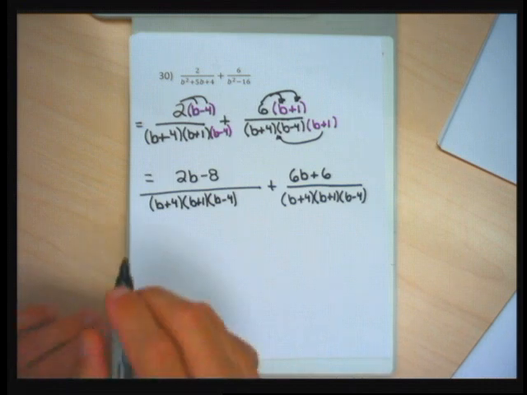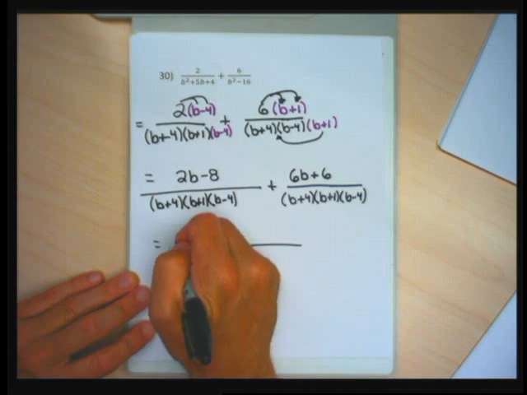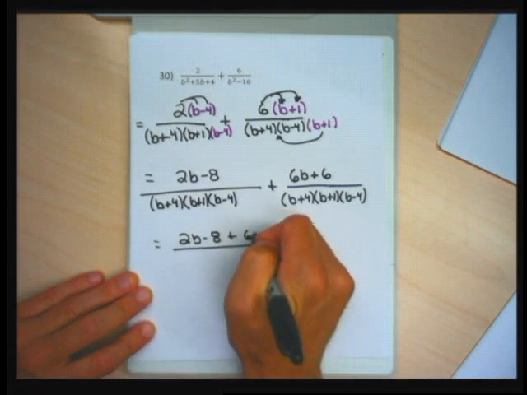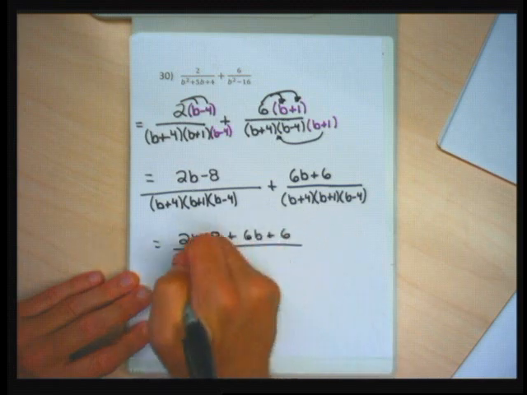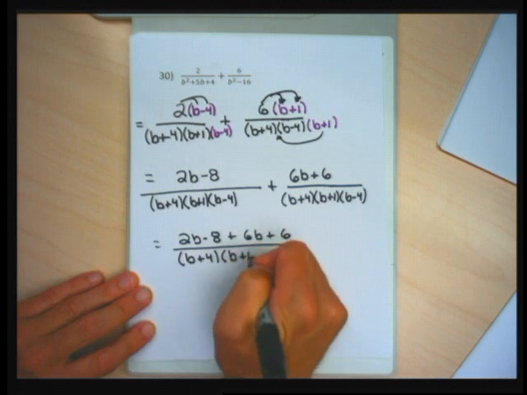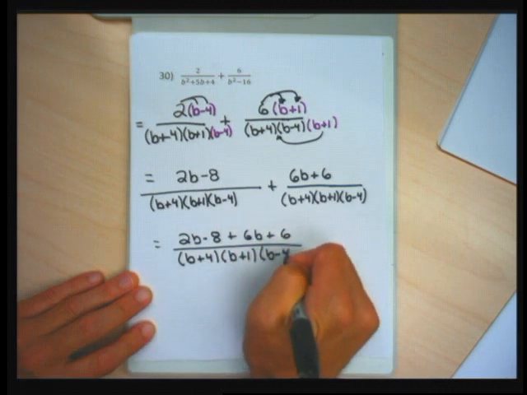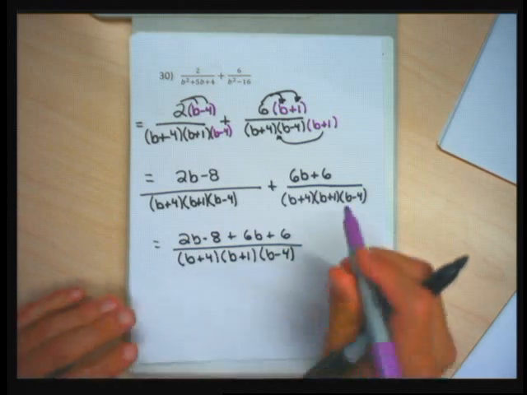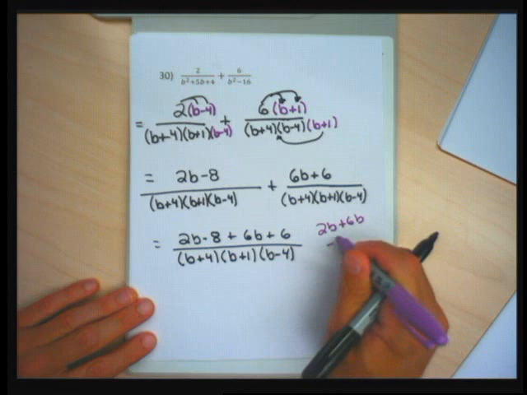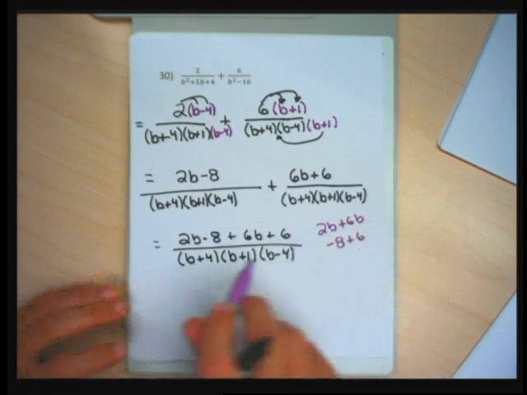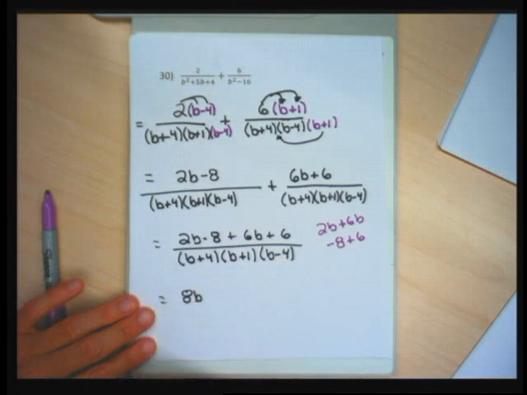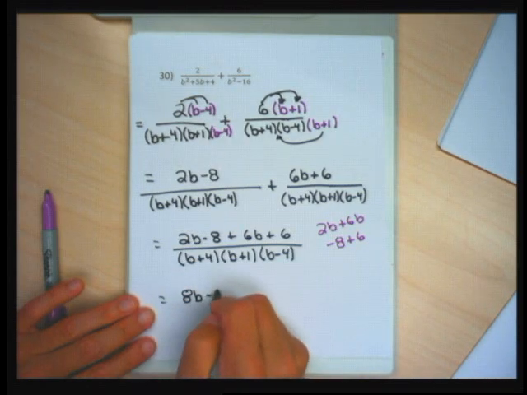So now the fractions have the same denominator. I can write the two fractions as one by combining their numerators. And when I combine two fractions with the same denominator into one, I don't change the denominator. I'm going to simplify the numerators now. I have a 2b plus a 6b and a minus 8 plus 6. The 2b plus 6b is 8b. The minus 8 plus 6 is minus 2.